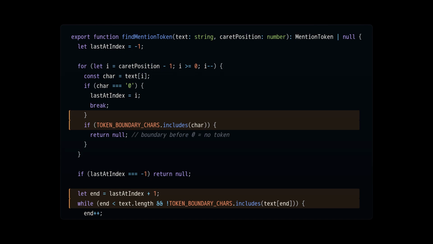Here's the core token detection logic in mentionToken.ts. When the user types, we scan backward from the caret, looking for the most recent @ symbol. If we hit a boundary character, like a space or paren, before we find the @, there's no token. Otherwise, we scan forward until we hit another boundary, and that's the token extent. Identifier characters like underscore don't break tokens, so you can type @my_underscore_file and it stays intact. This gives us clean, natural word boundary behavior.